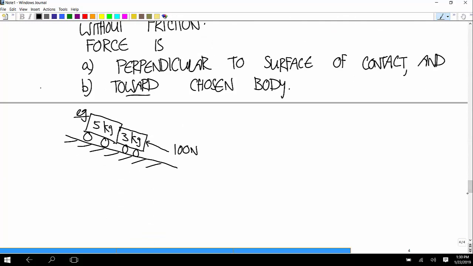So first of all, let's identify where pushing contact is occurring. First, there's pushing between the surface, the incline, and the wheels. There and there. And then the two carts are pushing against each other along that surface. Okay, so the free body diagrams of the individual carts. First, I'll do the 5 kilogram.